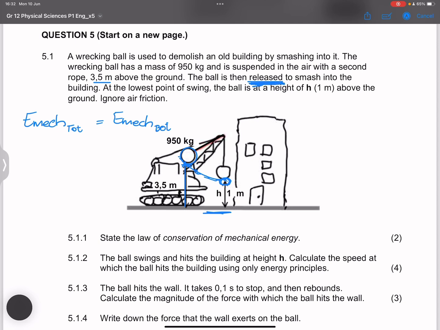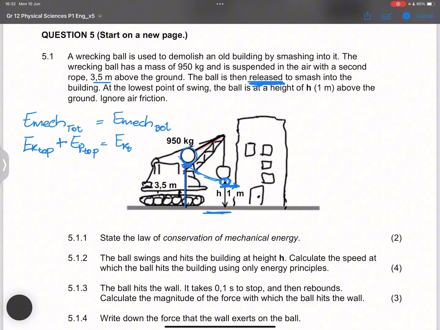So it tells you kinetic energy at this point, at the top, is actually 0. So there's no kinetic energy. Why? Because the velocity is 0, plus the potential energy at the top, okay? And this would be equal to kinetic energy. So the ball, when it gets to this point here, possesses kinetic energy, right?